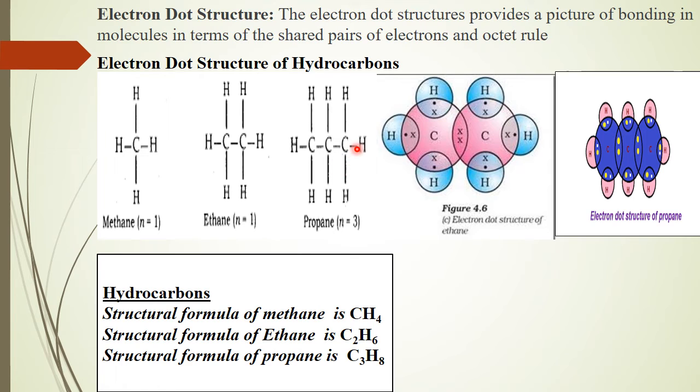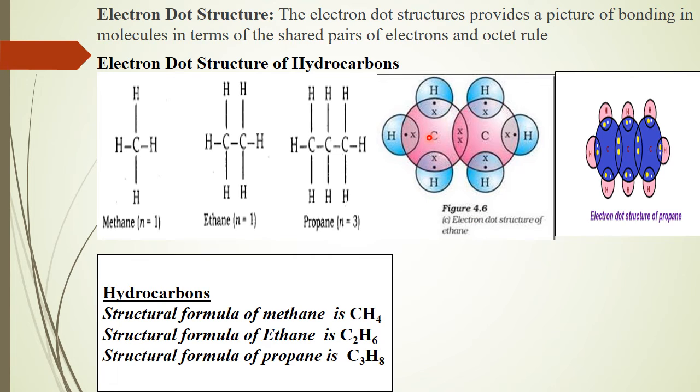So how many hydrogen atoms does it have? 1, 2, 3, 4, 5, 6, 7, 8. So propane structural formula here is C3H8. Here ethane is C2H6. 1, 2, 3, 4, 5, 6. This is the structure. There is a mistake here. This is 2 here. Then electron dot structure of ethane.